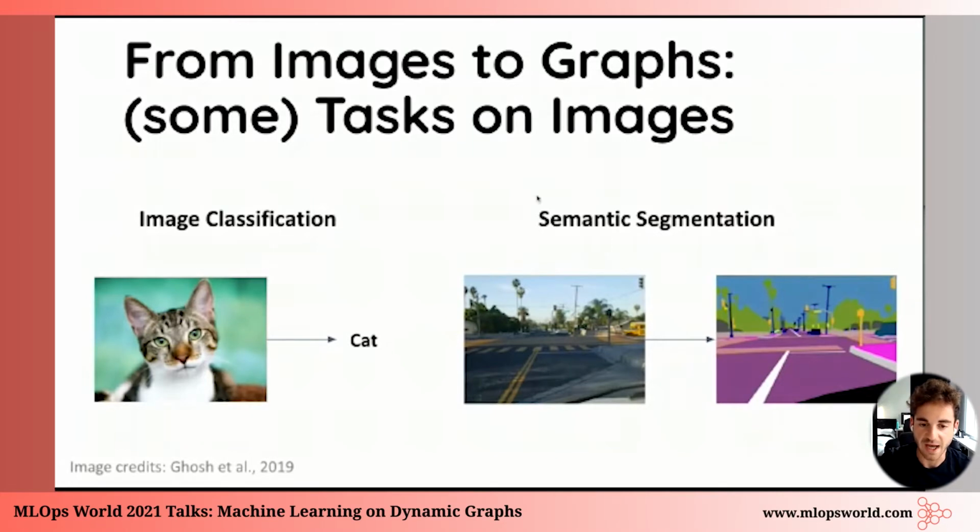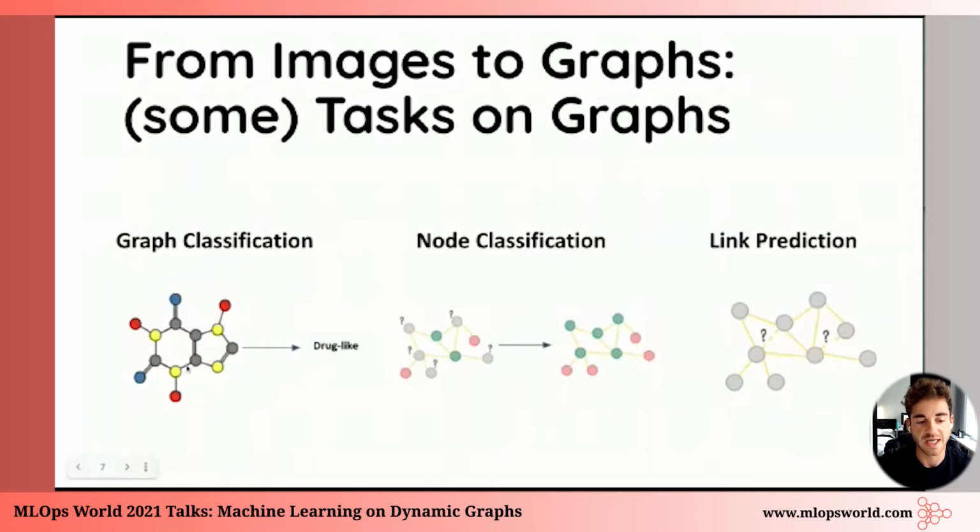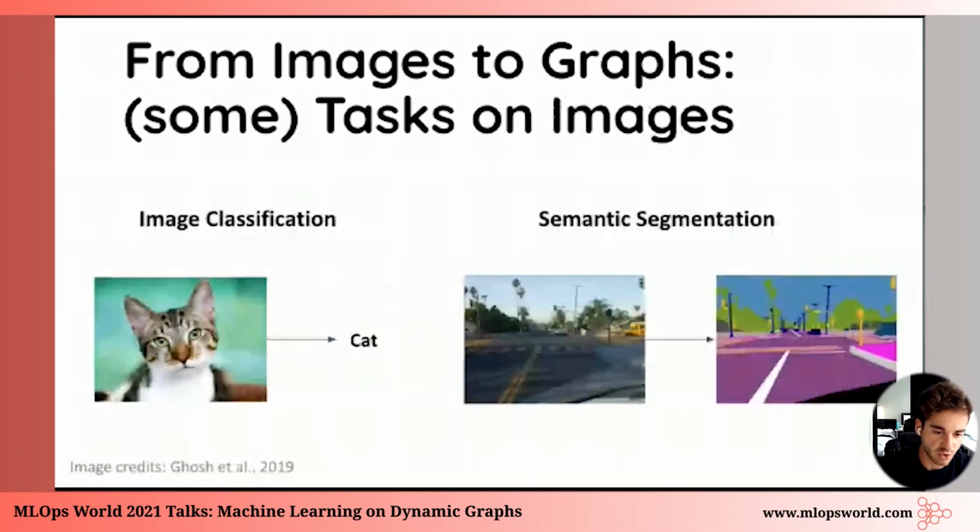Now if we move to graphs and think about what some of the tasks are that we want to tackle on graphs, we see very much an analogy. We have graph classification, where the input is a whole graph, and we want to classify the graph. One example is if the input is a molecule, I want to be able to say whether the molecule is drug-like, so it could be a potential drug, or whether it's not drug-like, so it's very far from being one. This is clearly very similar to image classification.